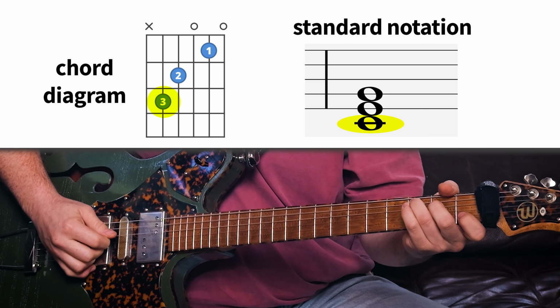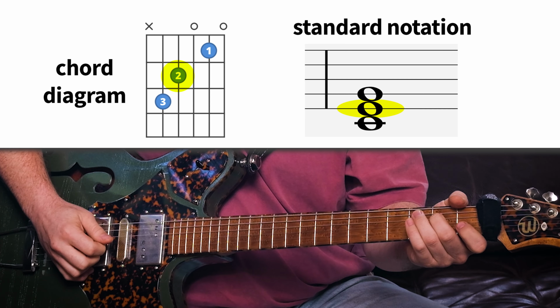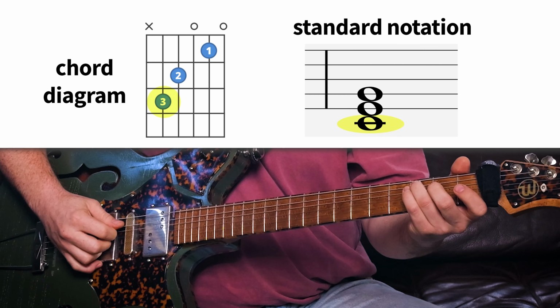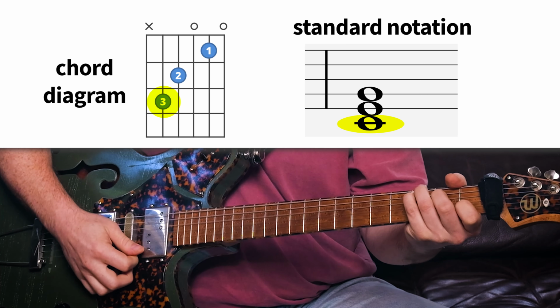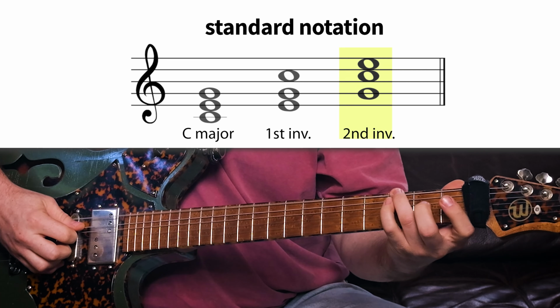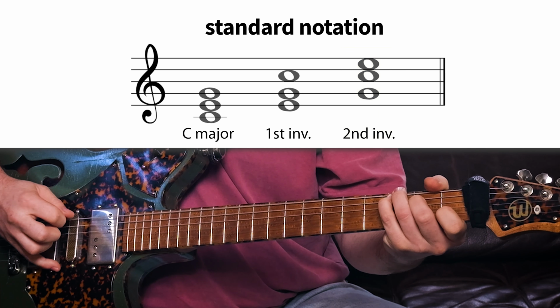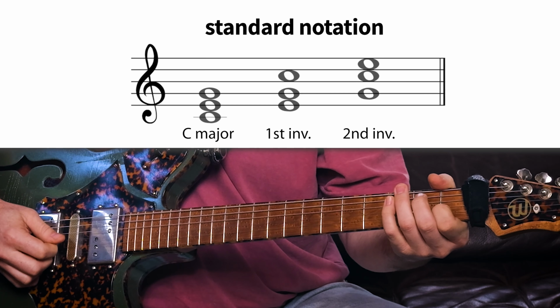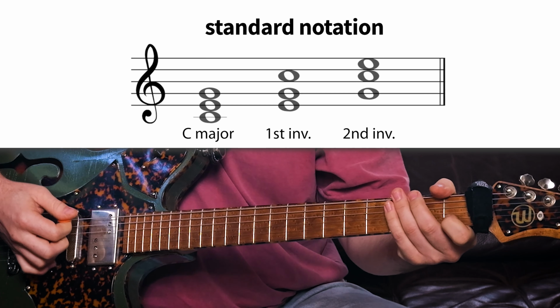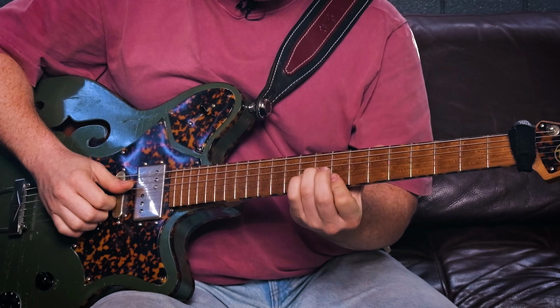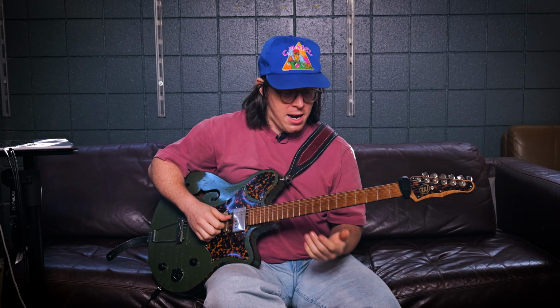So let's take a C major chord. The notes are C, our root, E, our third, and G, our fifth. If C is our lowest note in our chord, that's root position, not an inversion. If G is the lowest note, then that's second inversion. Or you could play it here. And if E is the lowest note, then that's first inversion. So even if you play C, E, G, C across the neck, if C is your lowest note, that's not an inversion.